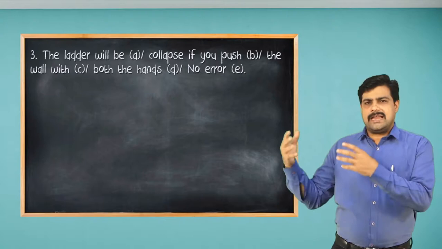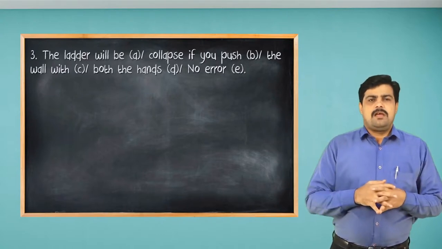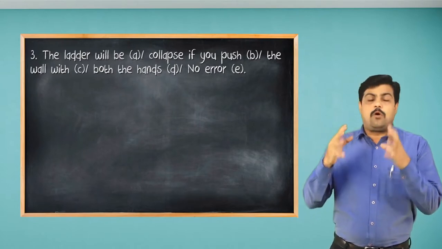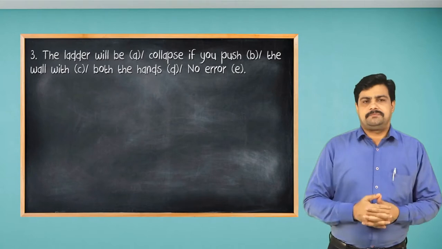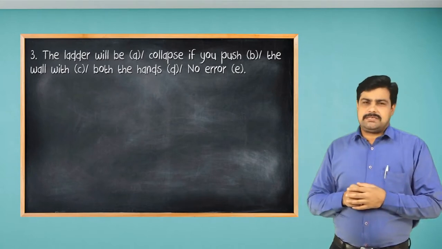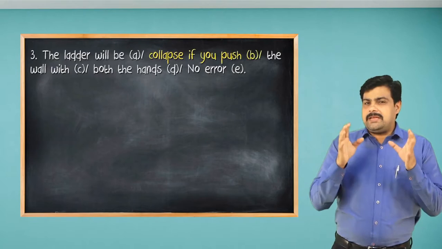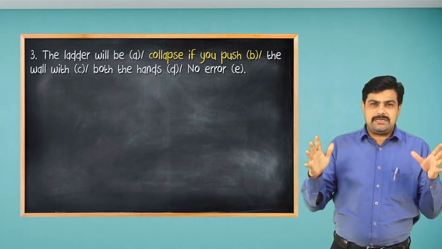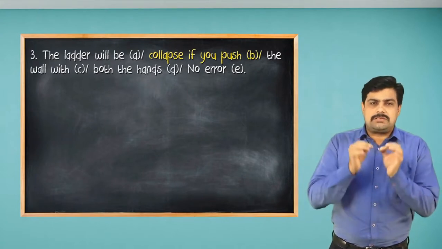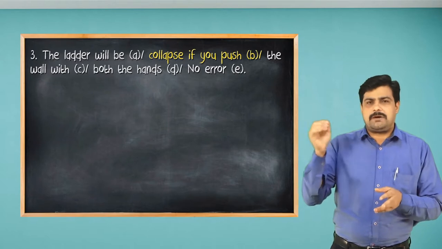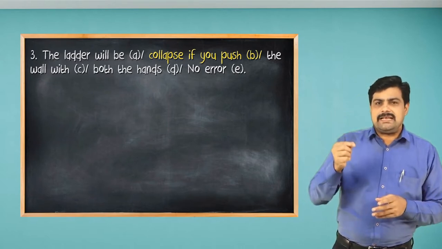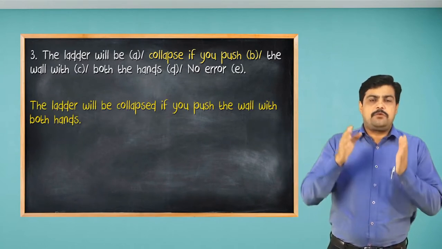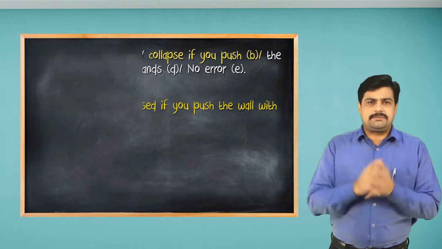Now let's take another sentence that is on the screen. The ladder will be collapsed if you push the wall with both hands. Now what is the mistake in this sentence? Part B is wrong. Third form of the verb will be used. In all passive voice, this is common that we use third form of the verb, means the past participle. So the correct sentence is here for you. The ladder will be collapsed if you push the wall with both hands.